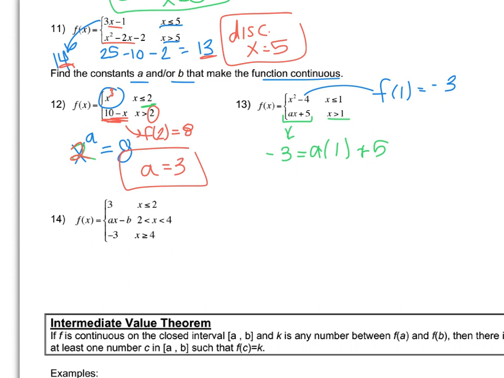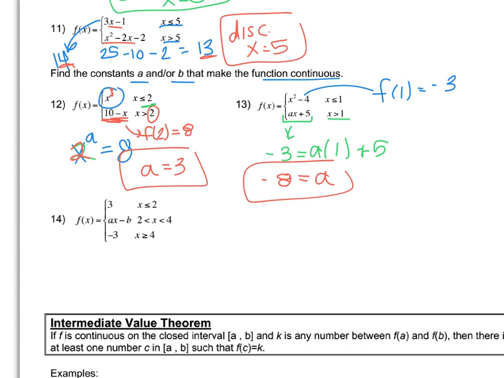So we can just quickly subtract 5 from both sides, and we get negative 8 equals a. And then you can do a quick check. It should make sense. So when you go back up and re-examine this, visualizing a negative 8 out front, plugging 1 in, negative 8 times 1 is negative 8 plus 5 is negative 3, which means it would be a smooth transition from this piece to that second piece.